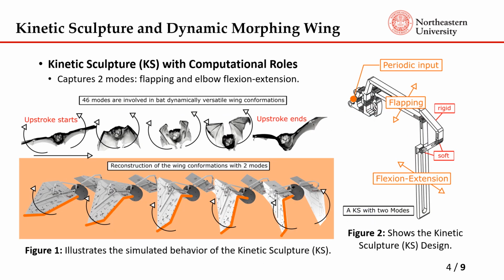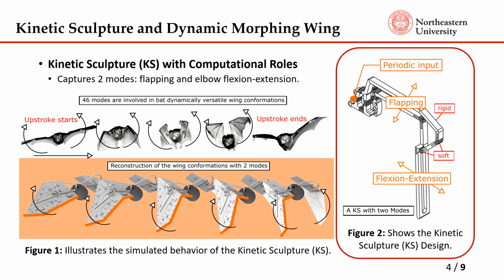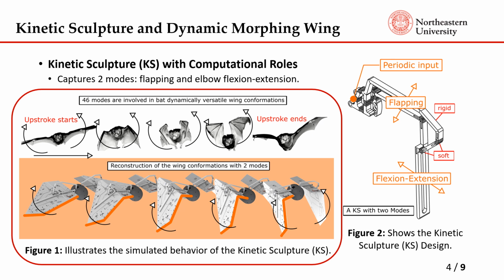To better understand vertebrate flyers, we are developing an aerial robot called Aerobat at Northeastern University. A robotic bat arm wing is a mechanism called a kinetic sculpture, with computational roles designed to mimic the flying maneuvers of biological bats. The kinetic sculptures allow Aerobat to fold its wings during the upstroke, reducing negative lift and inertia, and thus resulting in a highly efficient flapping gait.